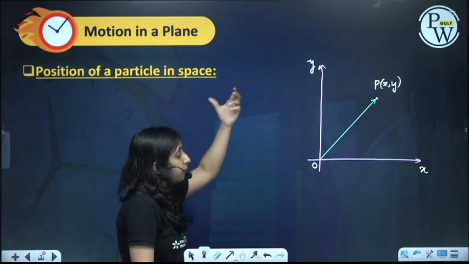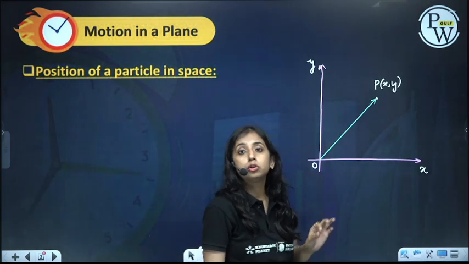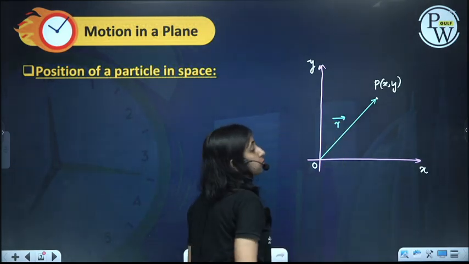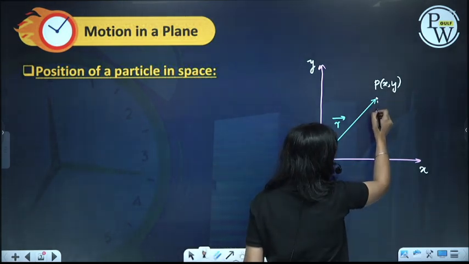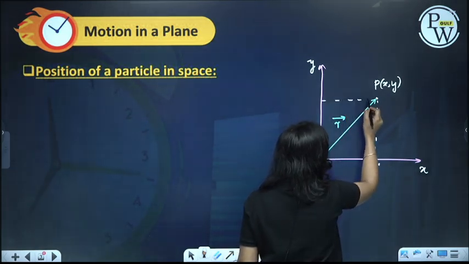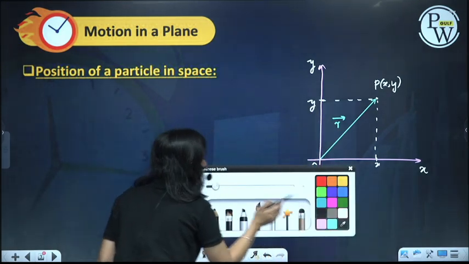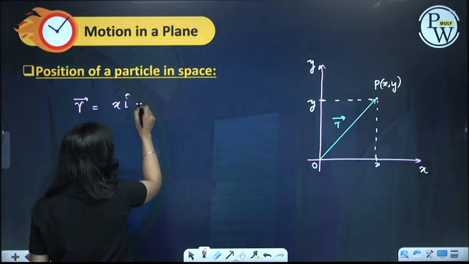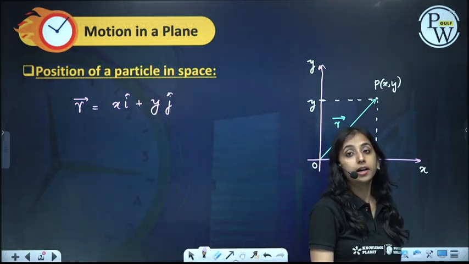Now if this is my particle's position x comma y, draw a vector from the origin to that point. This vector is called the position vector. Now what are the coordinates? If this point has the coordinates x comma y, then this point will be x and this point will be y. So how can I define my position vector? My position vector r will be equal to x i cap plus y j cap.